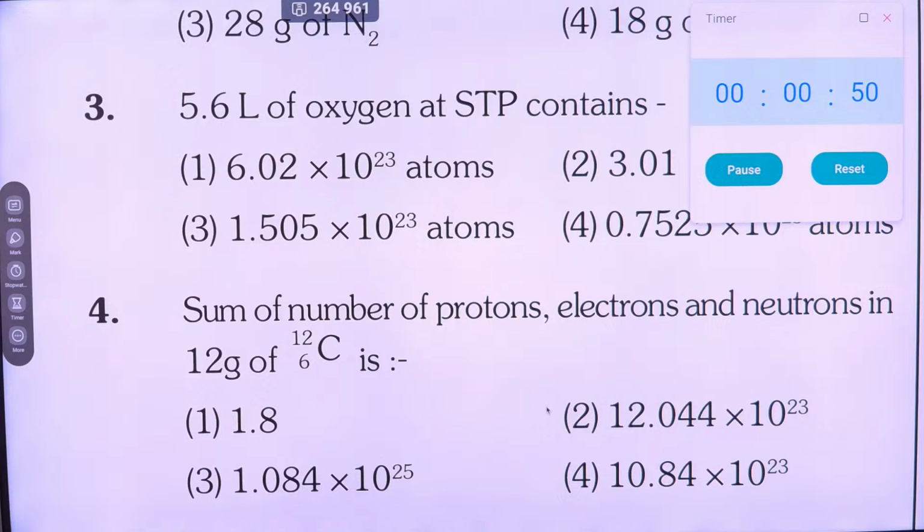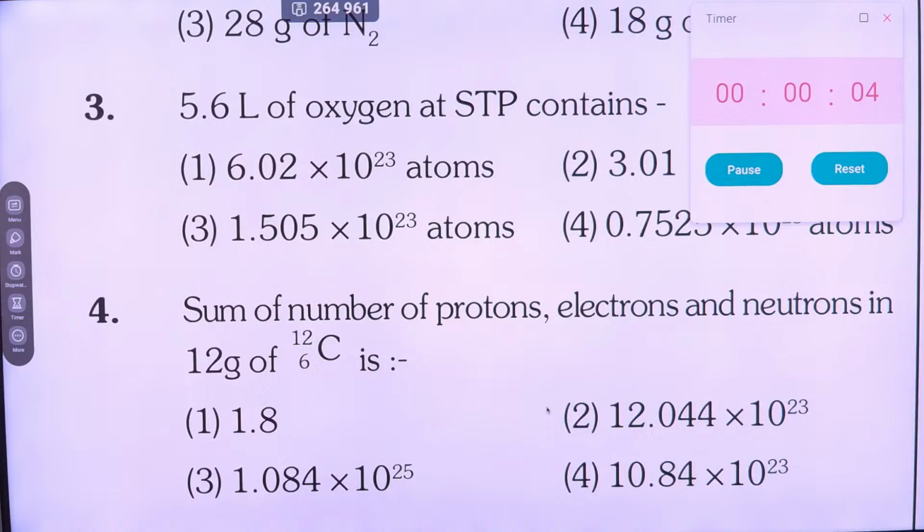So it is asking us the number of protons, electrons and neutrons. Okay, first of all, find the number of proton, electron and neutron in one carbon atom. Then multiply with the number of particles and you can get the answer. Let's see who's going to do this. Question number 4, guys. Sum of number of protons, electrons and neutrons in 12 gram of 12C6 carbon is how much? 6 is 18, and for 1 carbon, you need to multiply by 18.